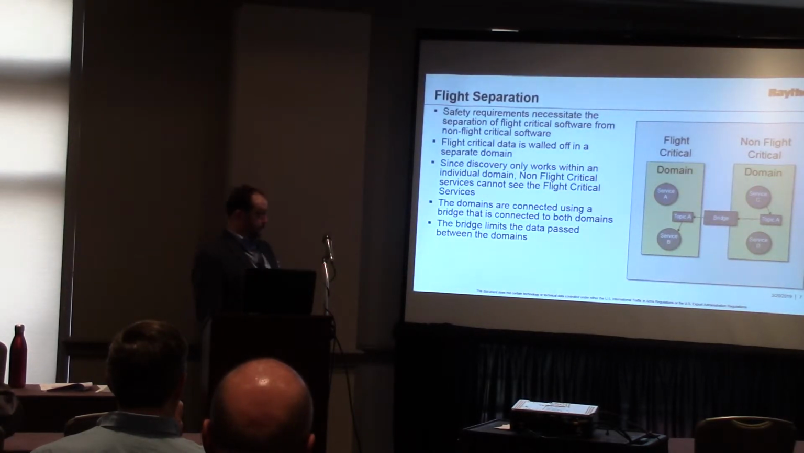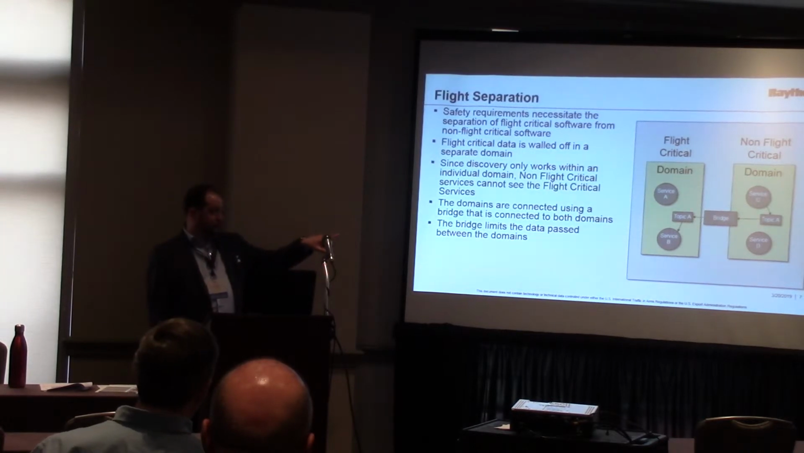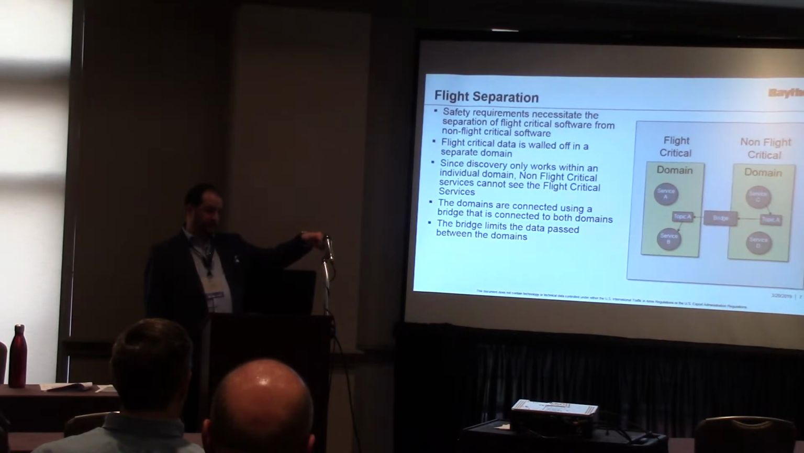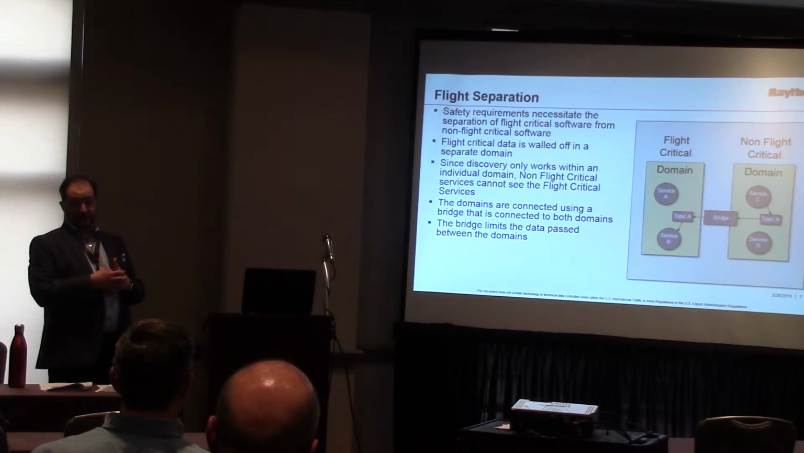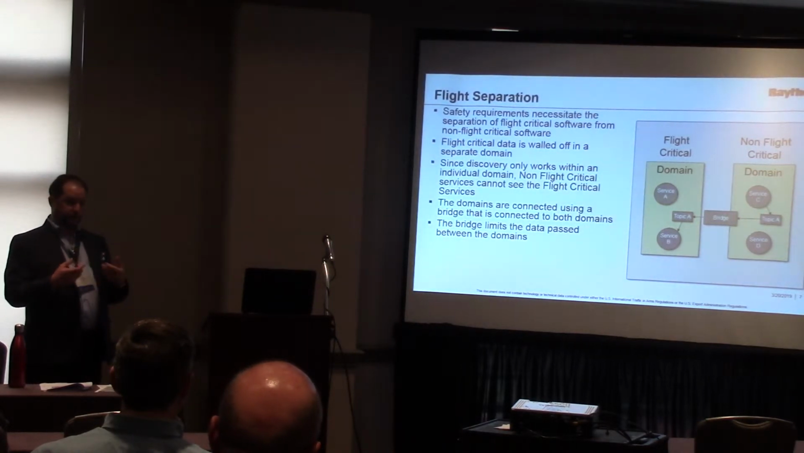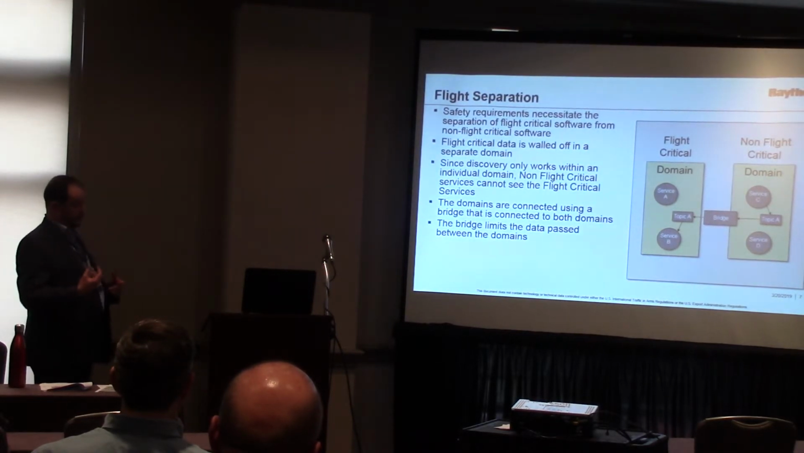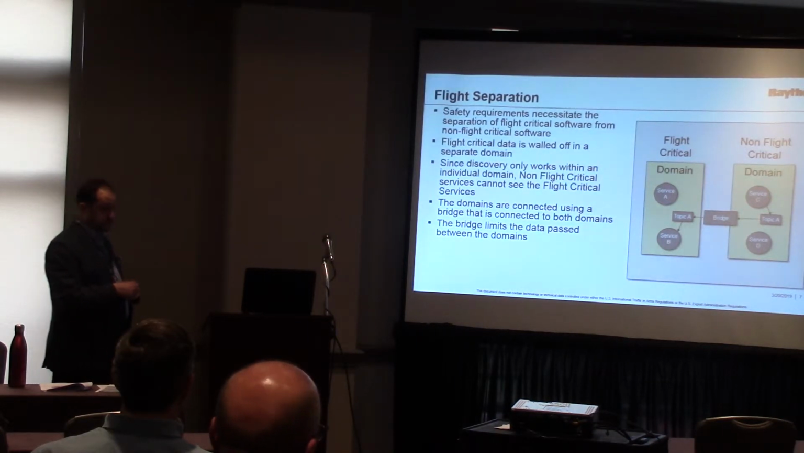So our idea will be that we'll have everything running in two domains. We put a bridge between them that reads from specific topics on one side and passes the data to the other side. In particular, the issue is, when the non-flight critical side is trying to send data into the flight critical side, we want to limit what they're allowed to send in, and we want to validate that data to make sure that it's not corrupt or somebody's not doing something bad that will result in the software in the flight critical domain doing something bad.